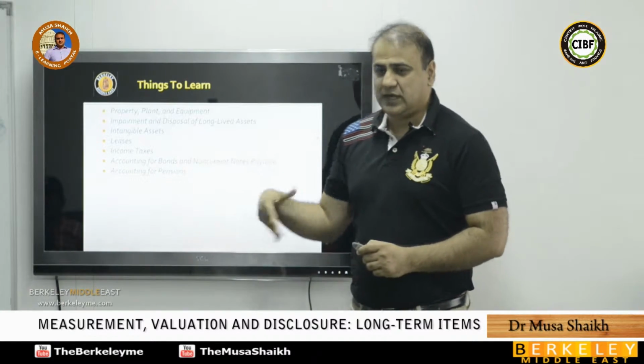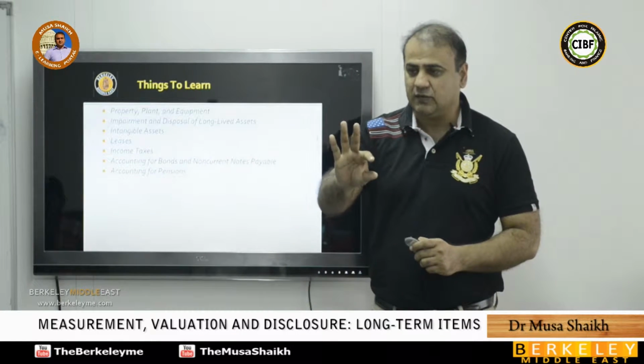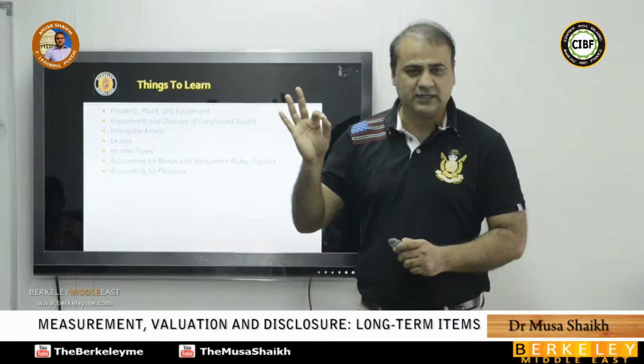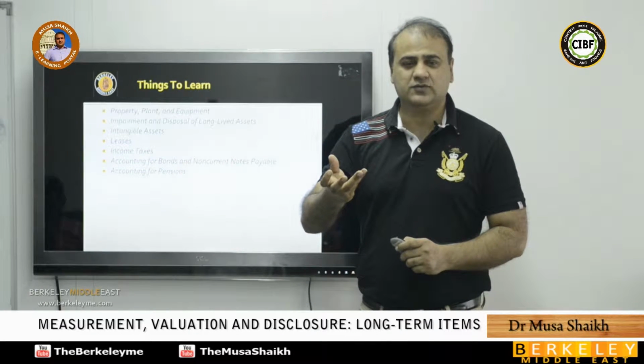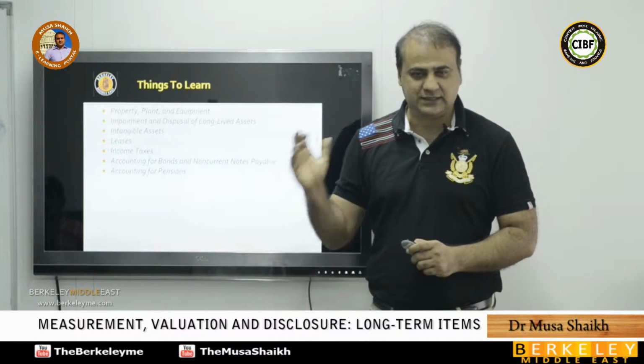And disposal: when we dispose, we pull out the cost of the asset and whatever accumulated depreciation, and we compare it with the cash that we receive. The resultant is going to give us the profit or loss on the sale of the asset.